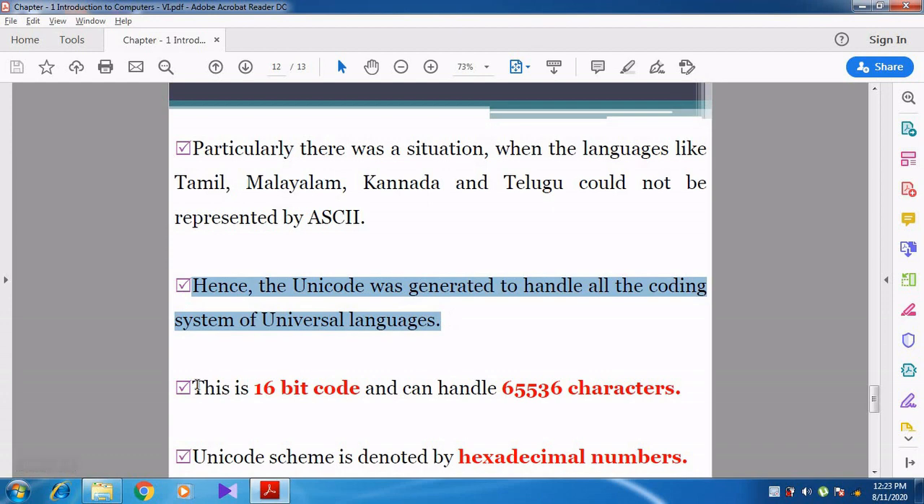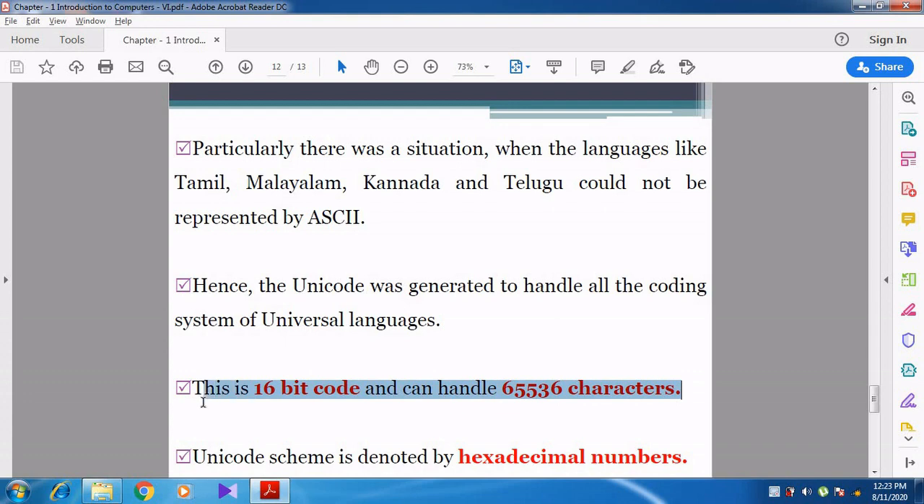Whereas Unicode can handle a 16-bit coding system. It can handle 16-bit code, that is 65,536 characters. That is the biggest advantage of Unicode. Other systems can handle only 2 power 8, 256 characters. But Unicode can handle 16-bit code, that is 65,536 characters, and it can handle all types of languages.